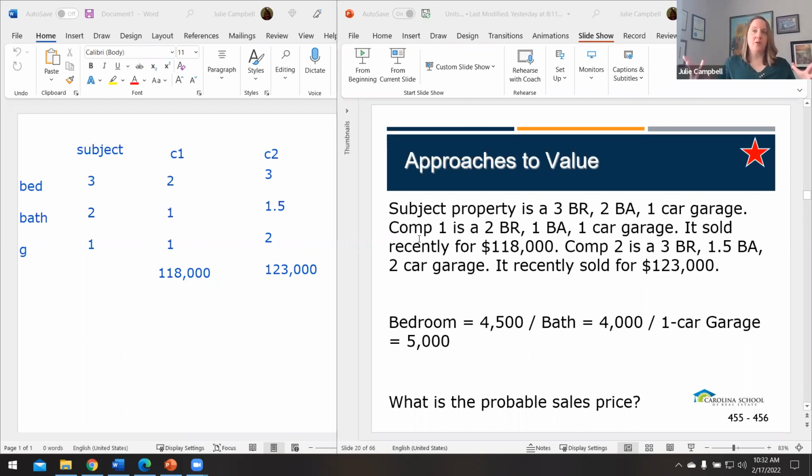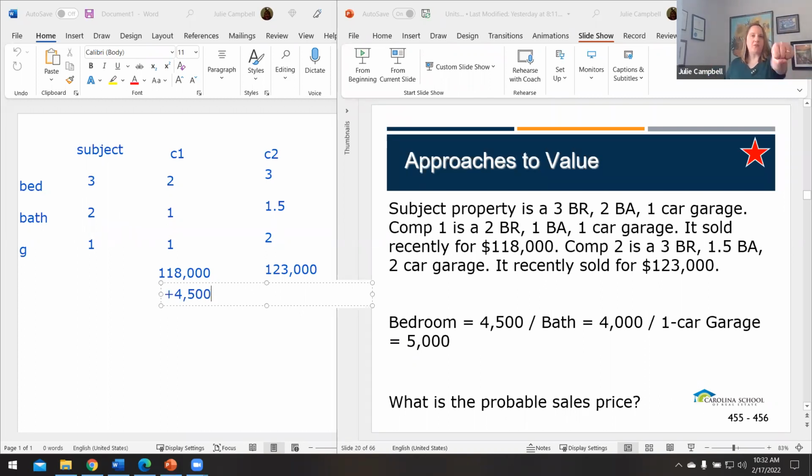The suggestion for the appraiser and me and you is that we look at least three good comps. I just did two for simplicity. But in the real world, we're always going to want to look at three good comps. So let's study comp one as it relates to my subject. If my subject has three bedrooms and comp one has two, what do I have to do to comp one to make it match my subject? What do I have to do? I have to add, right? And I'm going to add the value of a bedroom. And the problem tells me that a bedroom is valued at $4,500.